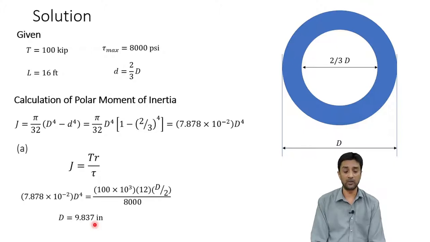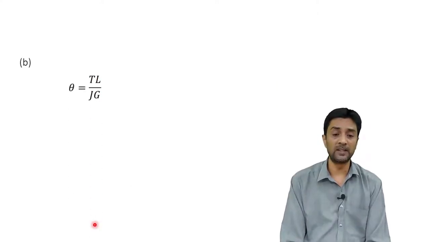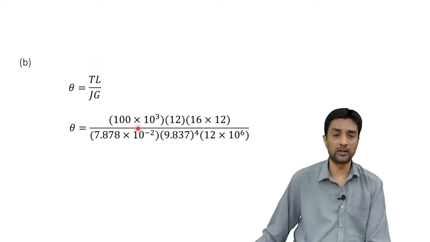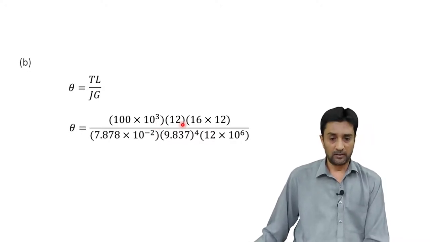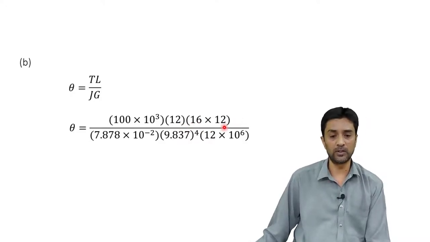In the next step, we will be finding the angle of twist, and you know the angle of twist is theta equal to TL upon GJ. Once we have found the diameter, we know the exact polar moment of inertia as well, so we can put in the formula for theta. Putting in the values, T is equal to 100 kPa multiplied by 10 to the power 3, made into pound-feet, multiplied by 12 so that it would be in inches. 16 by 12, so that the length is converted into inches.